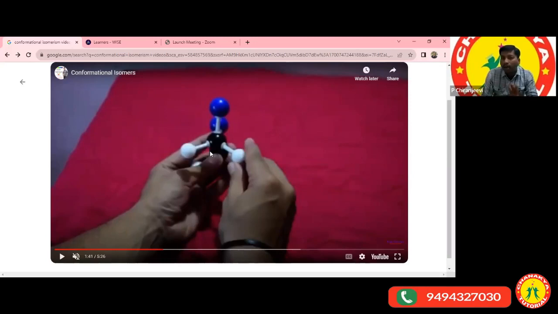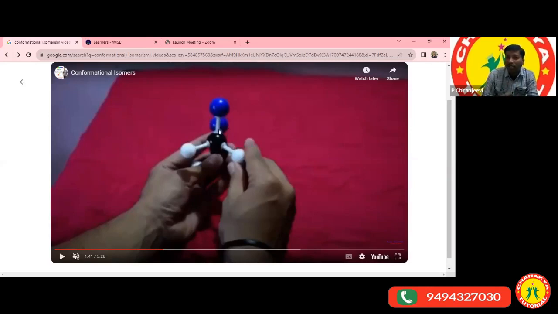Carbon is surrounded by how many bonds? Carbon is attached with how many bonds? Carbon is attached with 4 bonds. Each carbon is attached to the neighboring carbon, and the remaining three bonds are attached to 3 different atoms. That means in ethane, each carbon is attached with 3 hydrogen atoms. Is that clear?